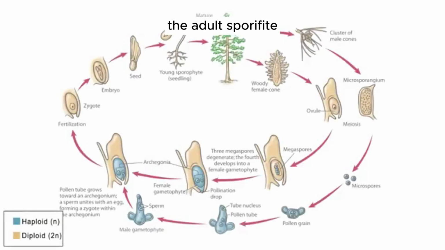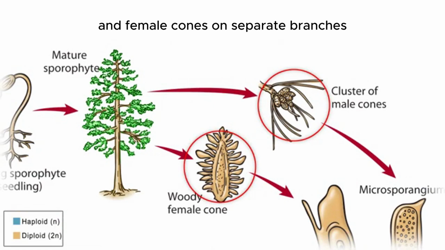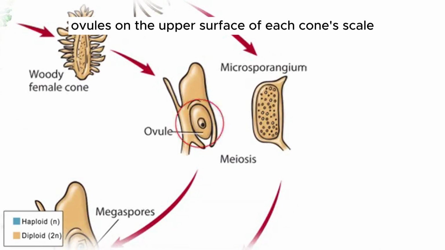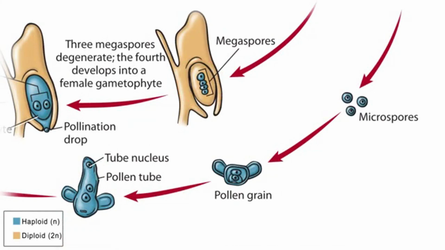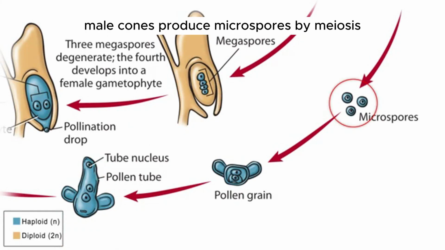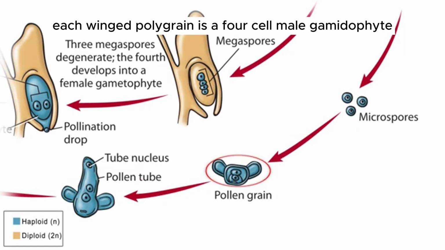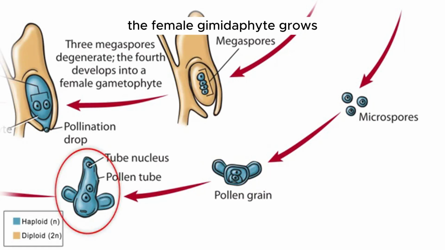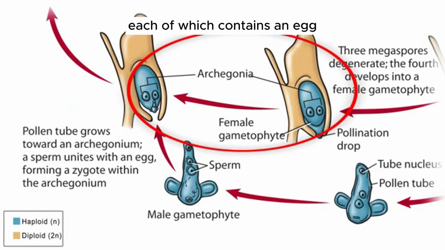The adult sporophyte, the pine tree, develops both male and female cones on separate branches. Female cones develop two ovules on the upper surface of each cone's scale. Each ovule contains haploid megaspores. Male cones produce microspores by meiosis. The microspores develop into pollen grains. Each winged pollen grain is a 4-cell male gametophyte. The female gametophyte grows, producing 2 or more archegonia, each of which contains an egg.